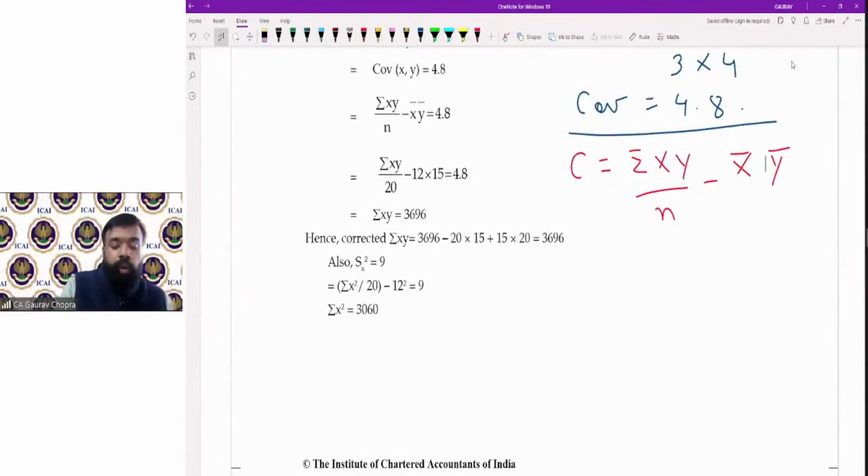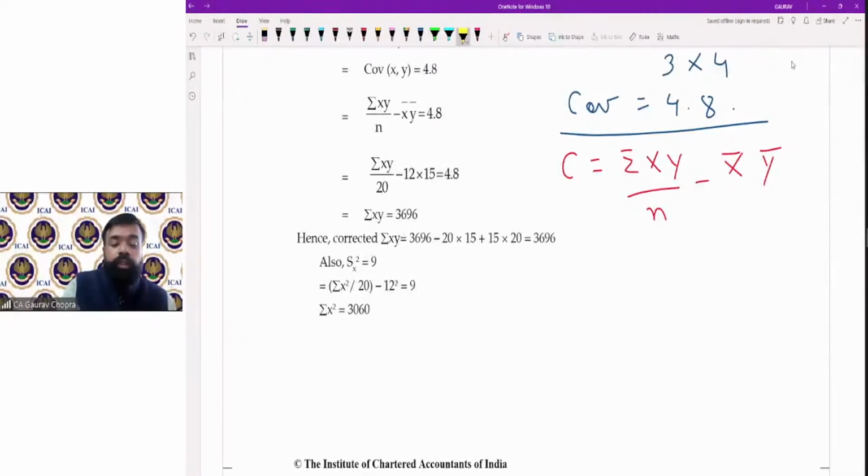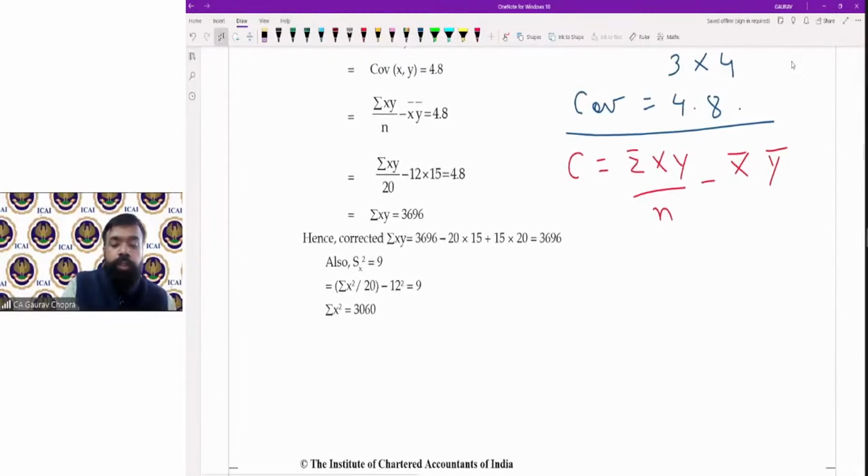फर्स्ट करेक्शन विल बी फॉर सिग्मा xy. Now सिग्मा xy में कोई करेक्शन नहीं होने वाला. Why so? Because if you see सिग्मा xy में x और y दोनों को मल्टीप्लाई करना है. करेक्ट वैल्यू है 15 एंड 20, रॉन्ग वैल्यू है 20 एंड 15. अगर आप दोनों को मल्टीप्लाई करेंगे रिजल्ट विल बी सेम.